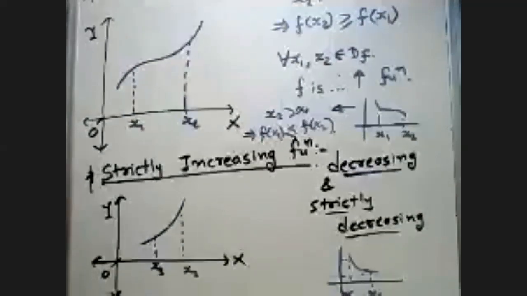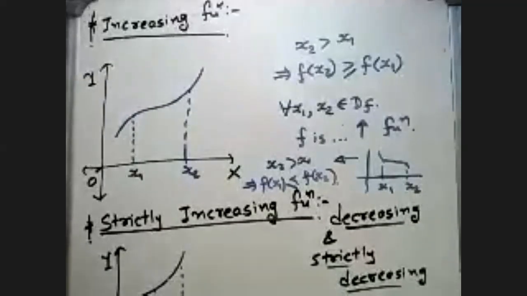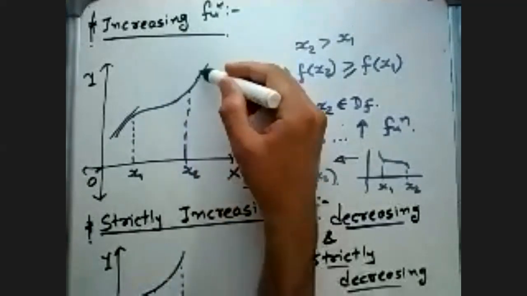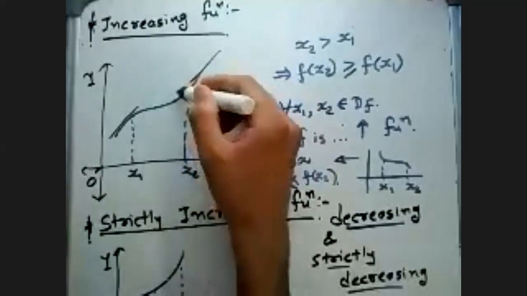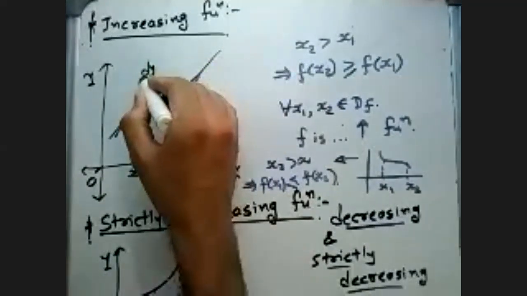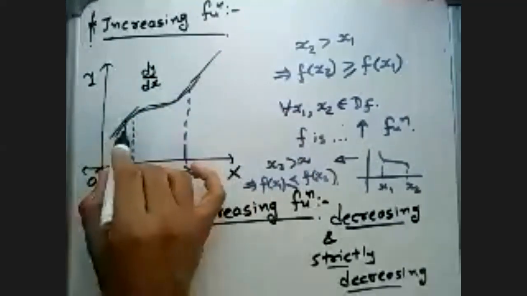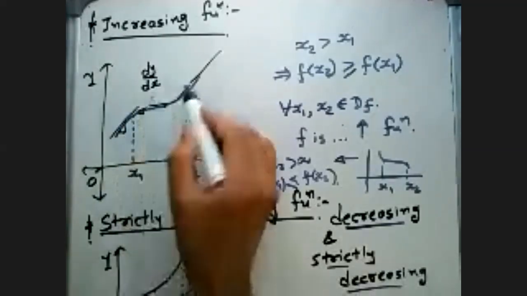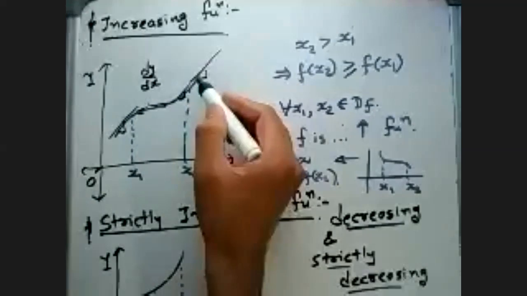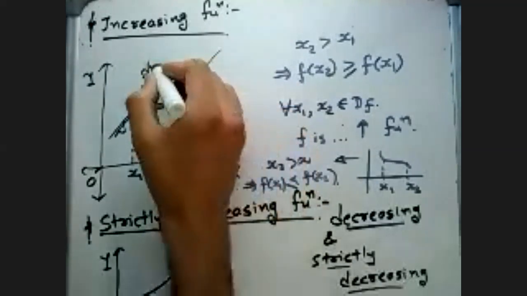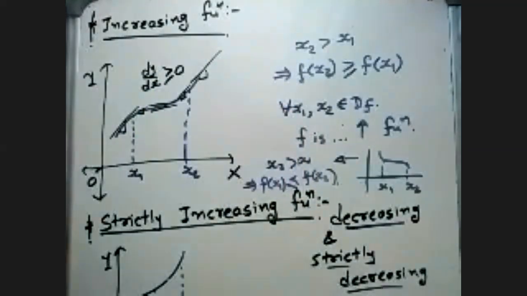Okay. So tell me, for an increasing function, if I draw tangents at each and every point, what will be the slope of these tangents? Yes, and it can be 0 as well at this point, isn't it? So dy by dx can be greater than or equal to 0 for an increasing function.